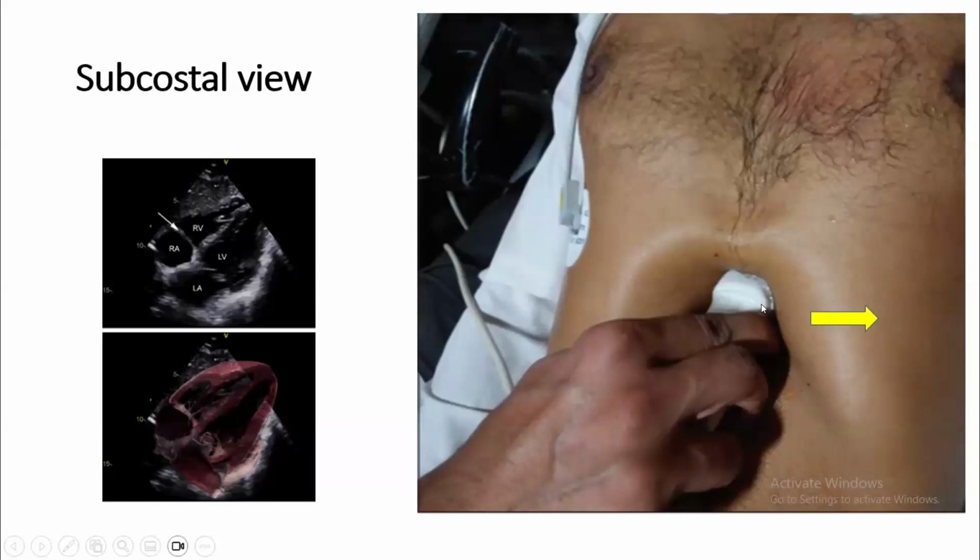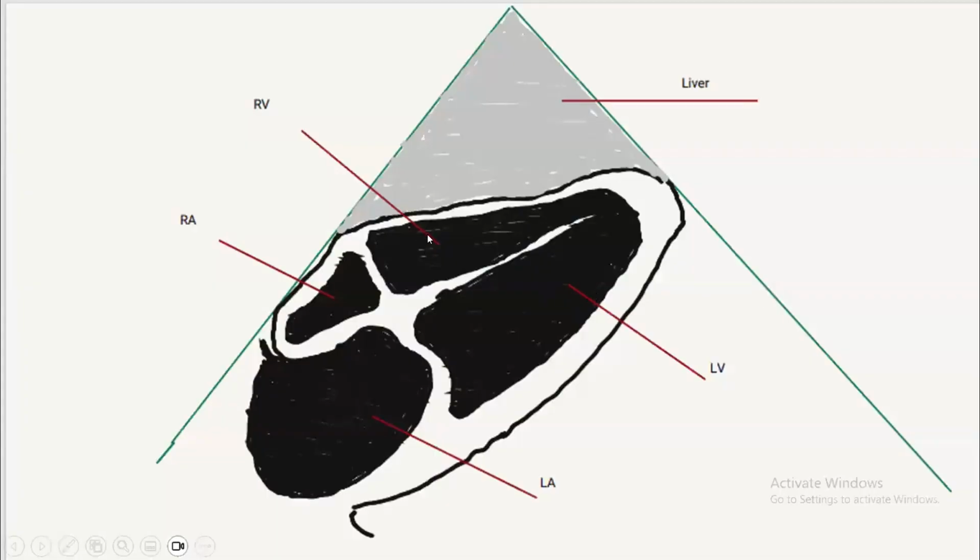Remember, our marker is directed to the left. All the markers are directed to the left, except in parasternal long axis, where it is directed to the right shoulder. Others are directed to the left shoulder, 3 o'clock, and in the subcostal view, directed to the left side of the patient. This is the liver, and this is the prime of the subcostal view: right ventricle, left ventricle, right atrium, left atrium.